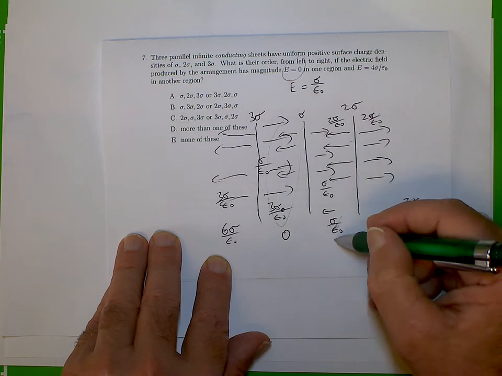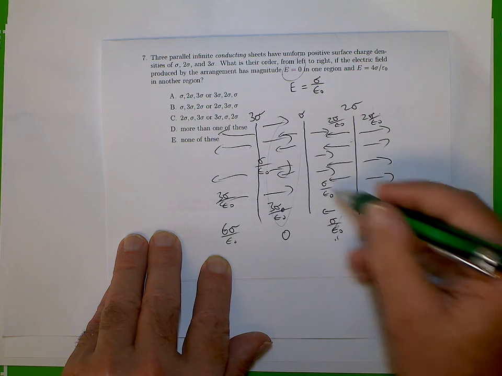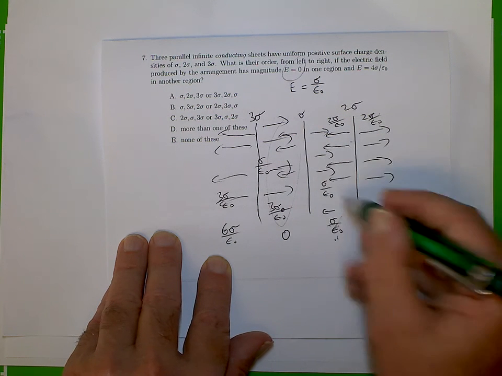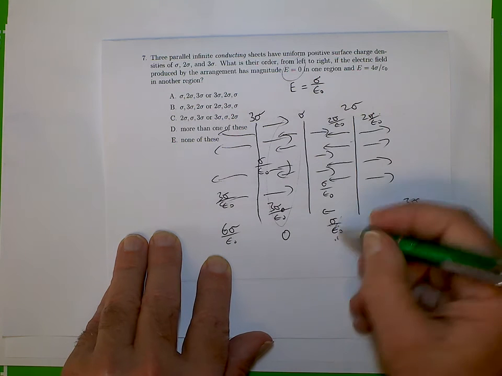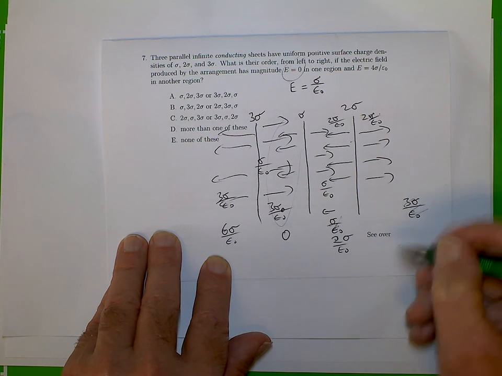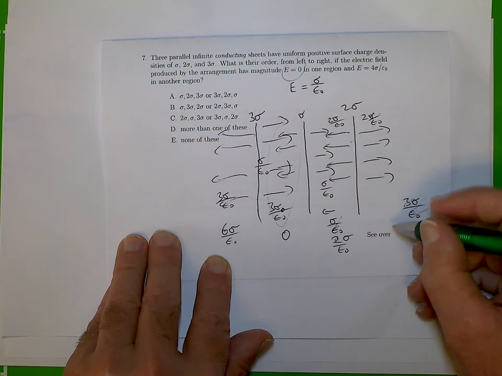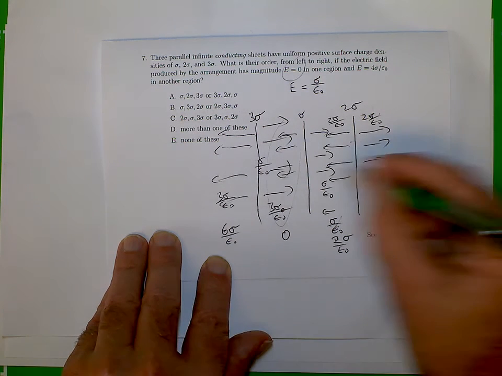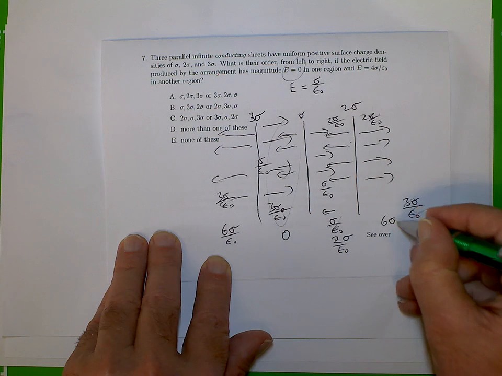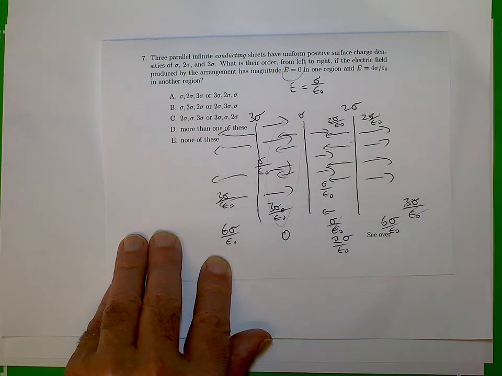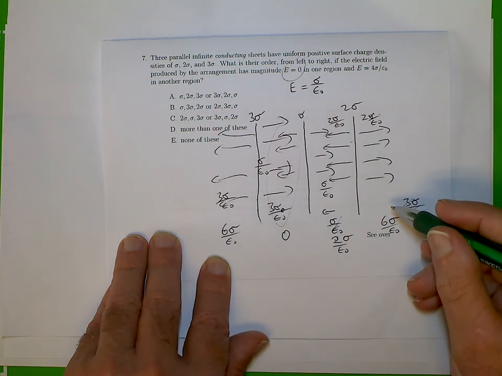And what about in this region here? We've got 3 and 1 is 4 going that way and 2 going that way, so it's 2 sigma over epsilon naught. And in this region here, it's going to be 2 plus 1 plus 3, so a total of 6 sigma over epsilon naught. So, looking at that, this is not the arrangement that they wanted.